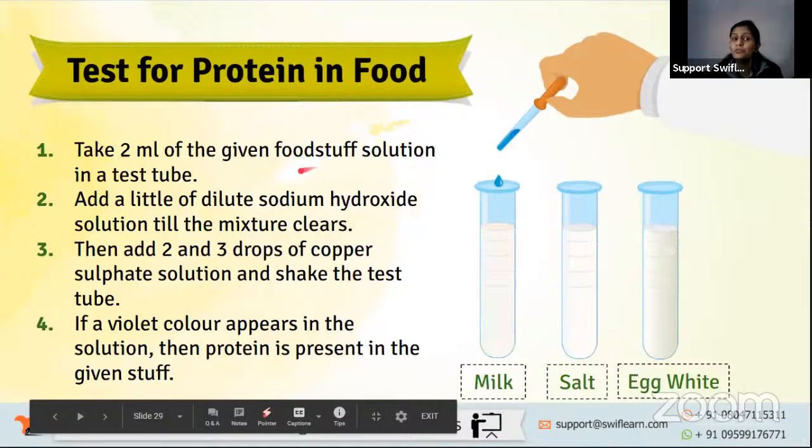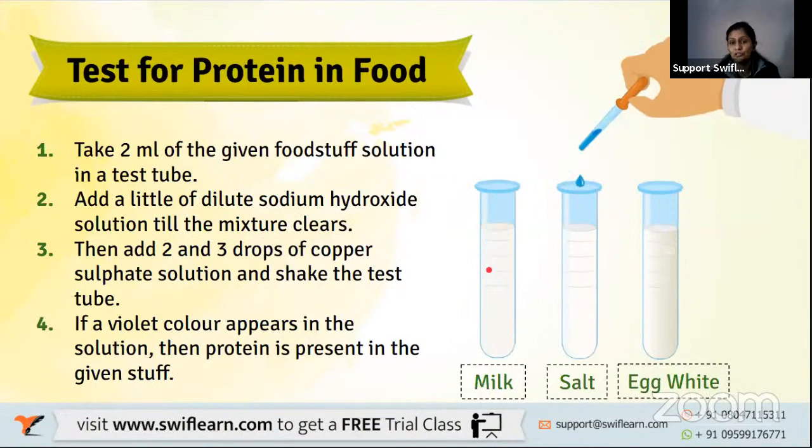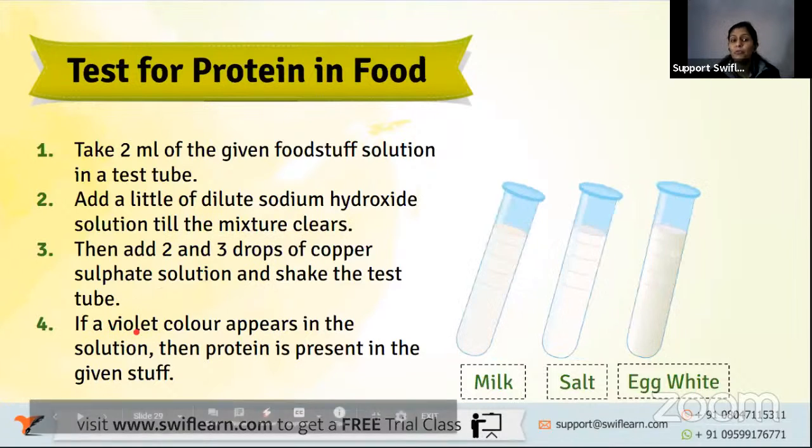Take 2 ml of the foodstuff solution in a test tube. There are test tubes in your laboratory which are used to carry out some tests. So you have to take only 2 ml of a foodstuff in a test tube. Add a little dilute sodium hydroxide solution till the mixture clears. Add 2-3 drops of copper sulfate solution and shake the test tube. If violet color appears, then the protein is present in the foodstuff.